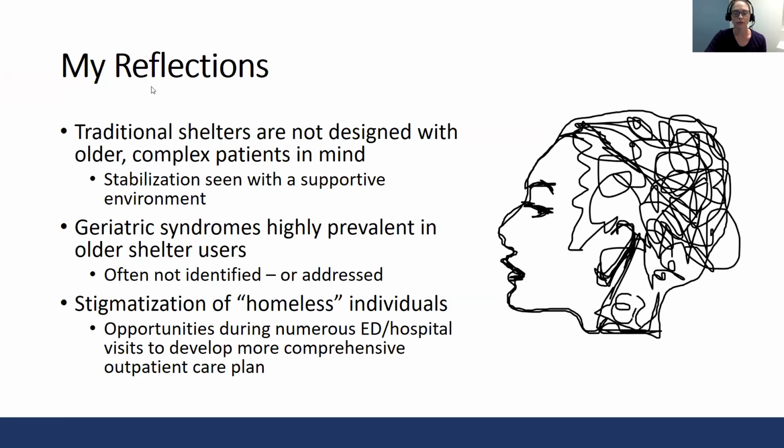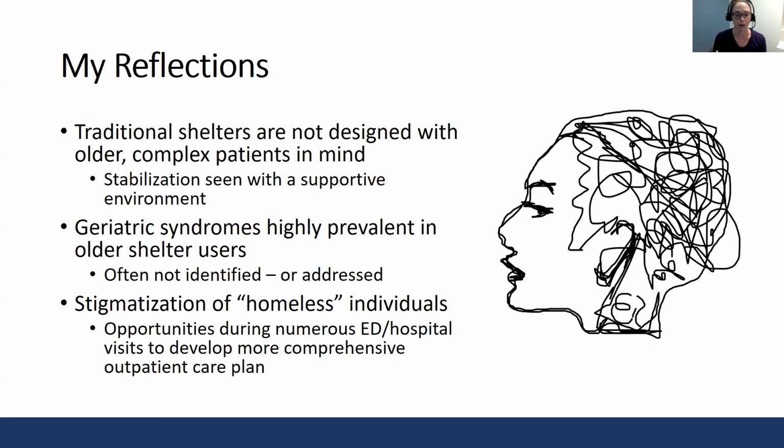And from the early cases that I was seeing at Scarborough Village, it brings up the synopsis, or what I hope that you'll get from the talk today. So remembering that our traditional shelters are not designed with older complex patients in mind, and that there can be stabilization that we see within that stable environment and providing those supports, as Hazel pointed out. Geriatric syndromes are highly prevalent, and they were not identified or not addressed. So as Dr. Liu pointed out, there were missed opportunities, and the importance of community care and where we could have intervened earlier. And then it also highlights the stigmatization of homeless older adults.